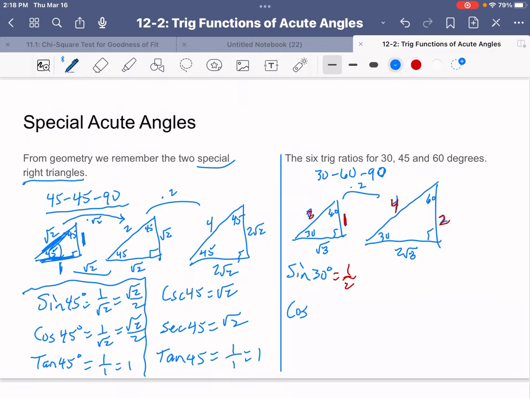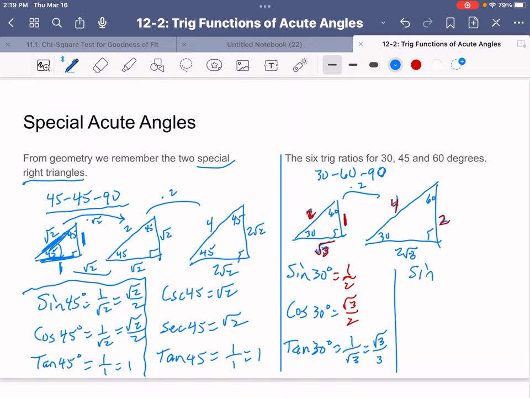The cosine of 30 degrees is adjacent over hypotenuse, and the tangent of 30 degrees is opposite over adjacent, but we have to multiply that and make it the square root of 3 over 3. I'll leave the other three, cosecant, secant, and cotangent, to you, but you might want to memorize these three.